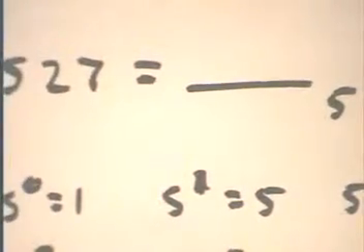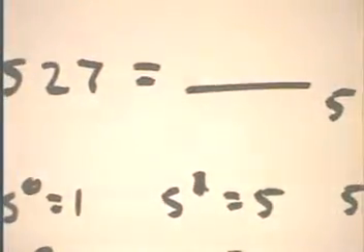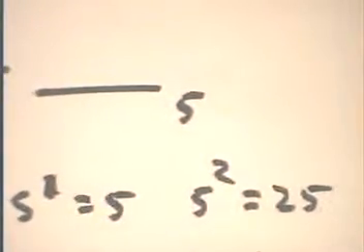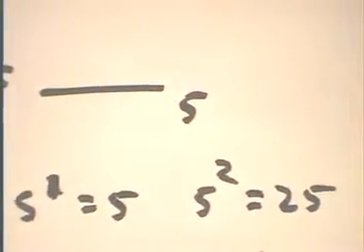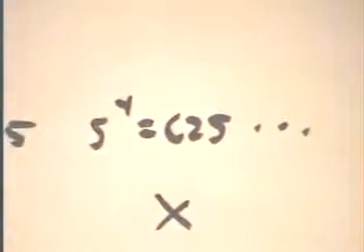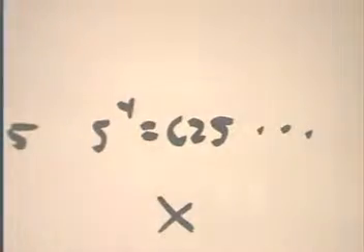Now we're trying to find a number in base 5 that'll give us 527. We want to find powers of these numbers here that will add up to 527. So let's ask ourselves, we don't need 625 to make up 527, do we? So we're not going to use 625.